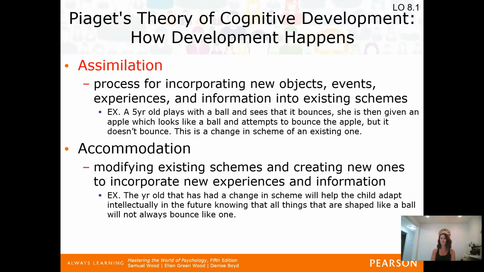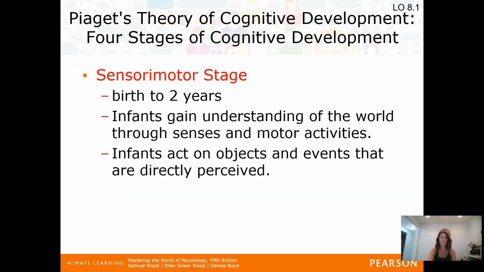So for example, a 5-year-old plays with a ball and sees that it bounces. She is then given an apple which looks like a ball and attempts to bounce the apple, but it doesn't bounce. This has changed her existing scheme, knowing that not all round things are going to bounce. For accommodation, accommodation is modifying existing schemes and creating new ones to incorporate new experiences and information. So that 5-year-old's change in schemes will help the child adapt intellectually into the future, knowing that not all things shaped like a ball bounce like a ball. So a round rock is not going to bounce like a ball.